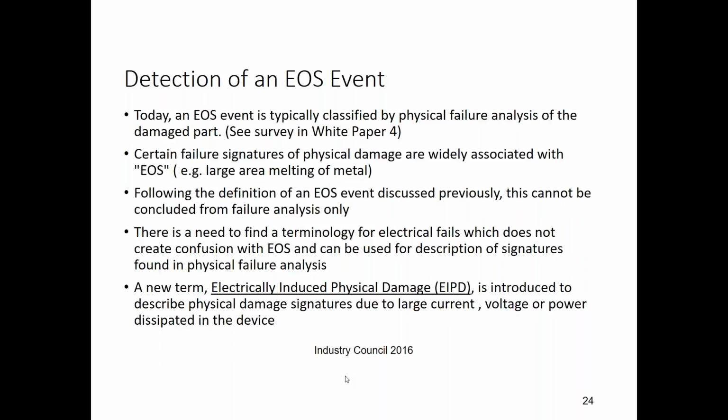That's why we changed terminology, but we also recognize that failure analysis houses need to have language which will allow them to tell you something useful. So one thing we did was we created a new term, which is electrically induced physical damage, or EIPD. So this describes the physical damage, the physical signature. So the FA house or FA organization should not tell you this looks like it's EOS. They should tell you this looks like it's electrically induced physical damage, as opposed to, say, corrosion or mechanical damage. Okay, next slide, please.